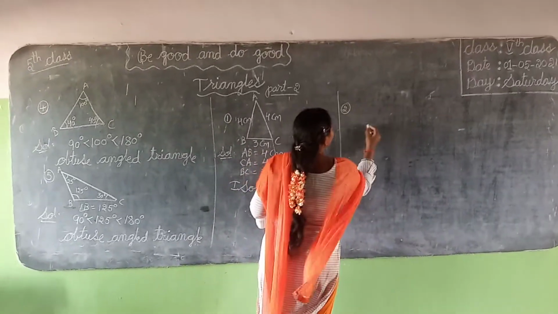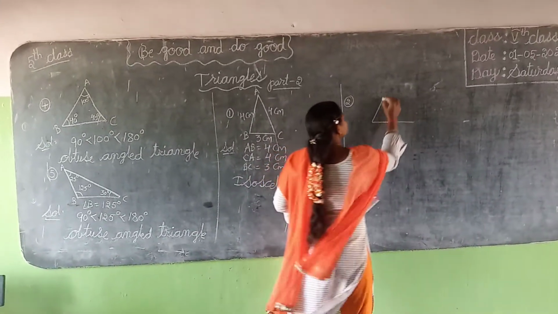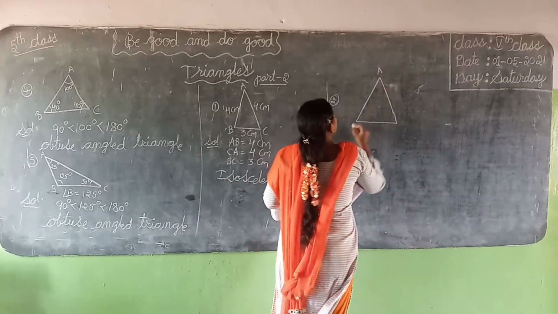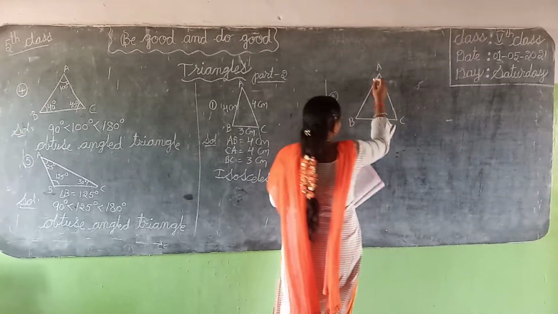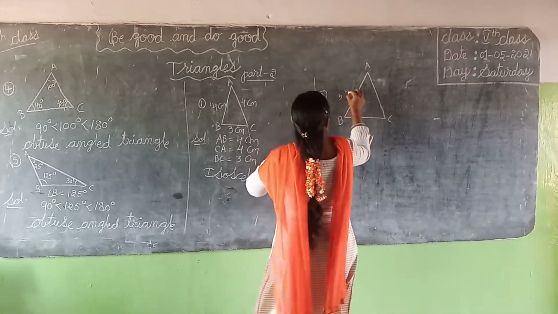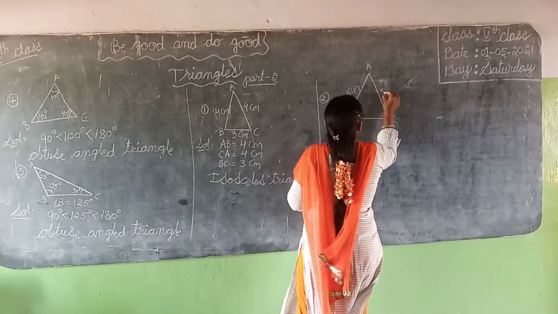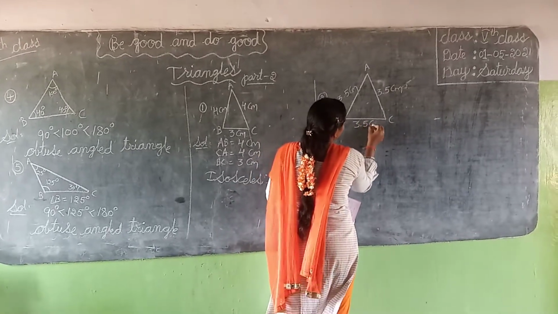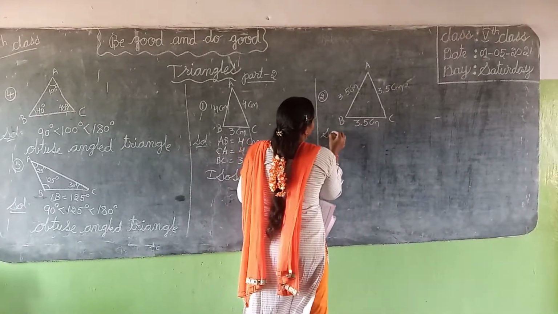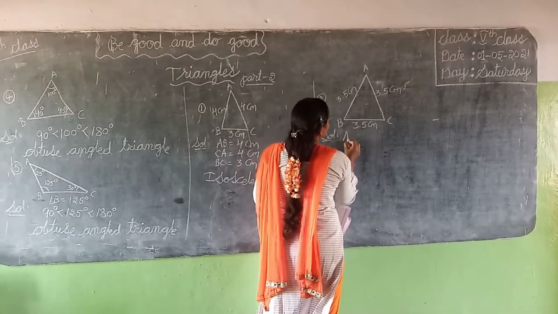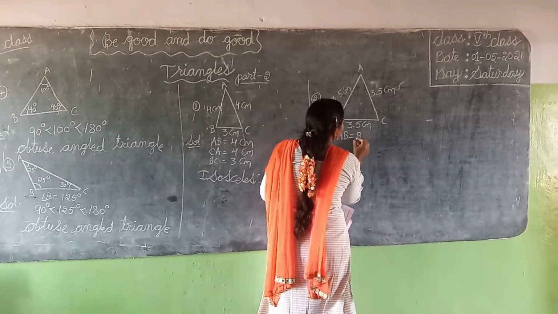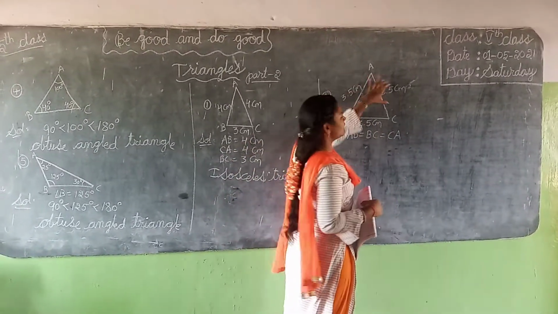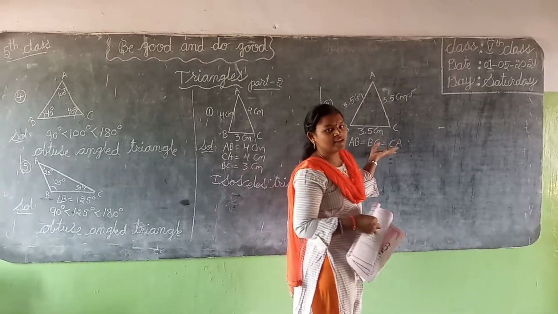Draw the second diagram here. So A, B and C. In this, the side is 3.5 centimeters. AB is equal to 3.5 centimeters, AC is equal to 3.5 centimeters, and BC is also equal to 3.5 centimeters. So three sides are equal. That means AB is equal to BC is equal to CA. Three sides are equal, so the triangle name is equilateral triangle.